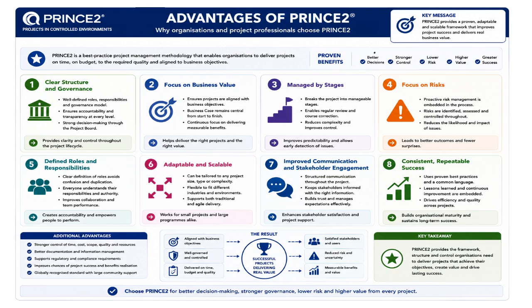Good communication is essential because projects often fail when stakeholders are disconnected, confused, or resistant to change. The eighth advantage is consistent, repeatable success. PRINCE2 uses proven best practices and a common project management language. Because projects follow structured governance, lessons learned can be reused across future projects. Over time, this helps organizations improve project maturity, efficiency, quality, and long-term success rates.